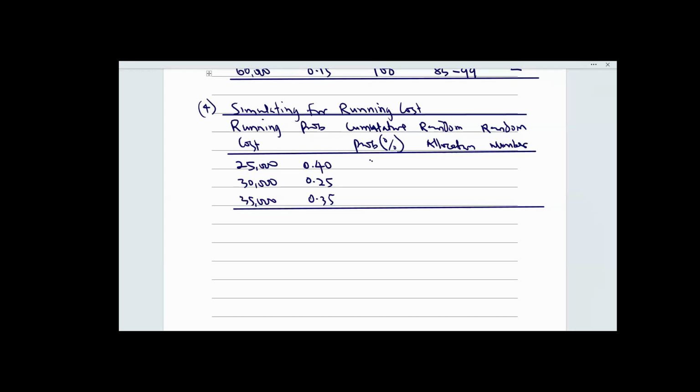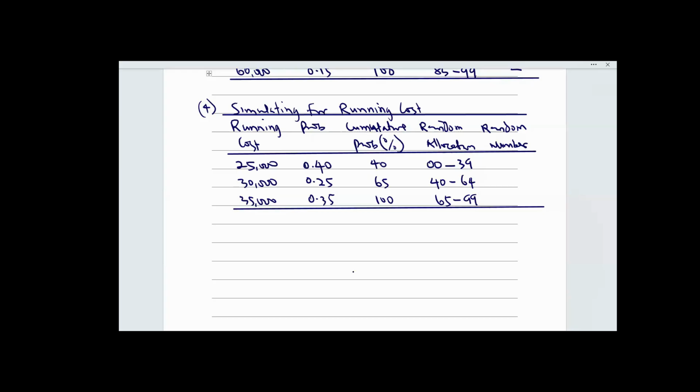So here will be 40 plus 25 is 65, 65 plus 35 is 100. So random allocation starts from 00 to 39. After 39 is 40 to 64, then 65 to 99.